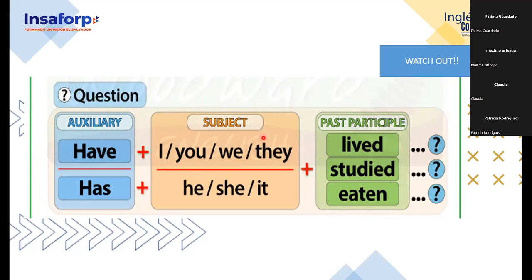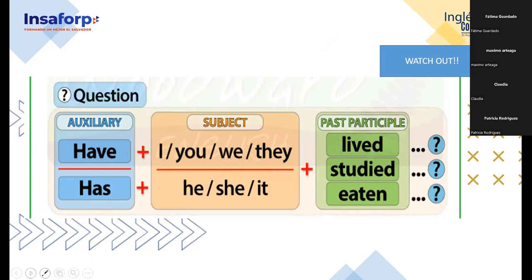Okay, so we can also use some expressions as the one that we saw previously, like ever. So I can say, have you ever lived in London or something like that? And I can say, no, I have never lived in London. Or I can say, yes, I have lived in London. So those are just the answers that we can give to those questions. Now, is there any question so far? Or are we clear in that?